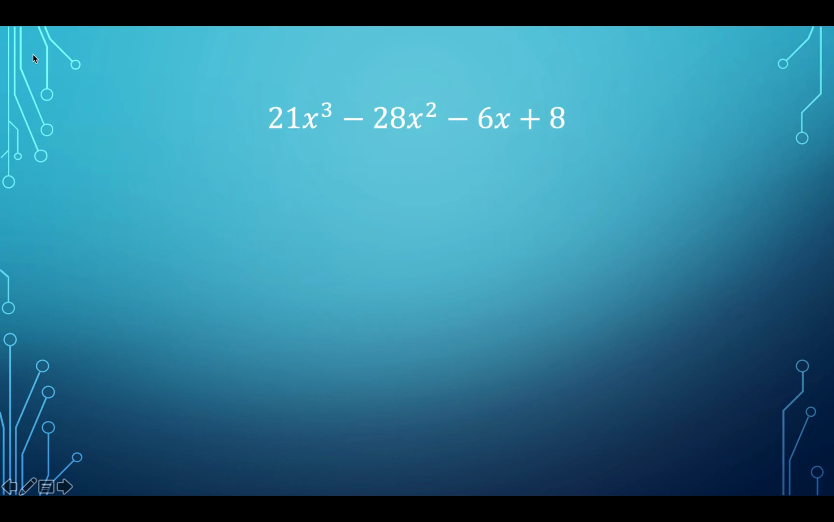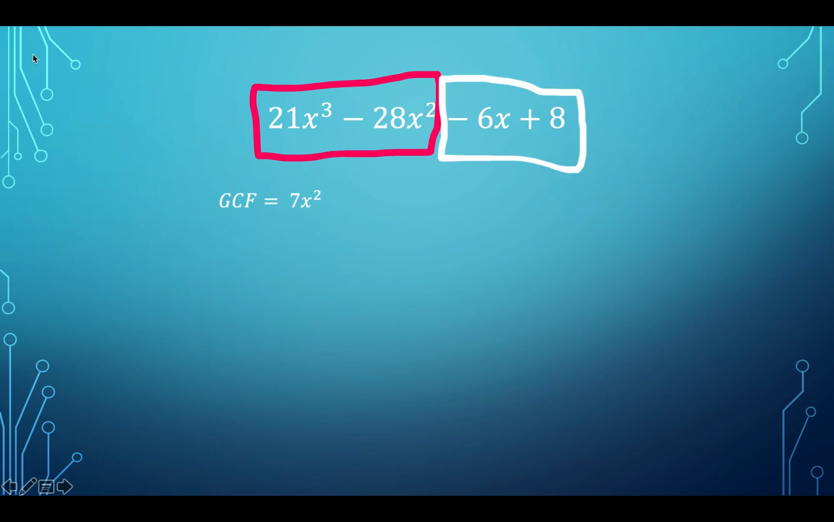In number 3, we have 21x cubed minus 28x squared minus 6x plus 8. Break it up into two separate problems. Find the greatest common factor of what's on the left-hand side. Our greatest common factor between 21x cubed and 28x squared is 7x squared. And then we factor it out, so we have 7x squared times 3x minus 4.